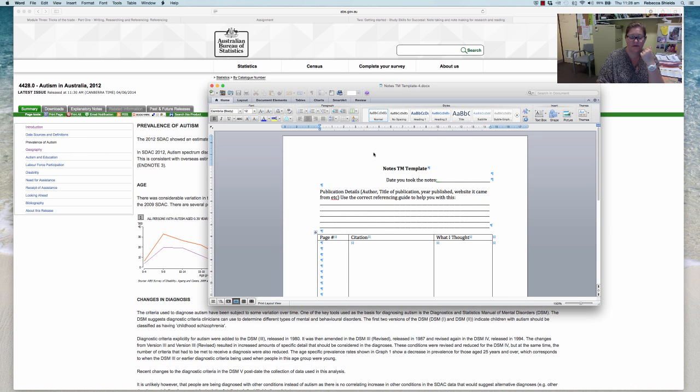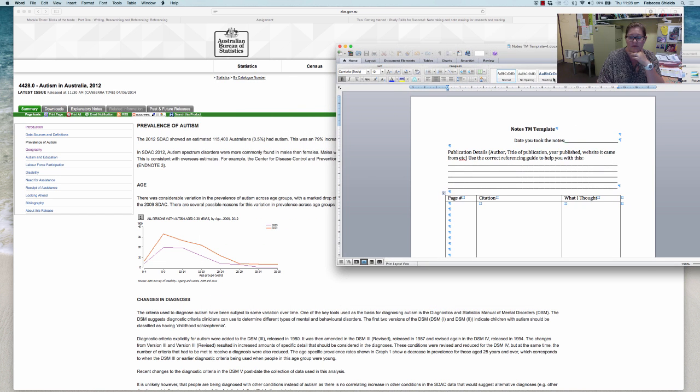If I was to take notes from the Australian Bureau of Statistics website, I would type the date that I took the notes. I would then use my referencing guide, which I'll show you in a moment, to type in the correct reference of the Australian Bureau of Statistics for this. Now, this is a catalogue number as well, which you will need to have in your reference.